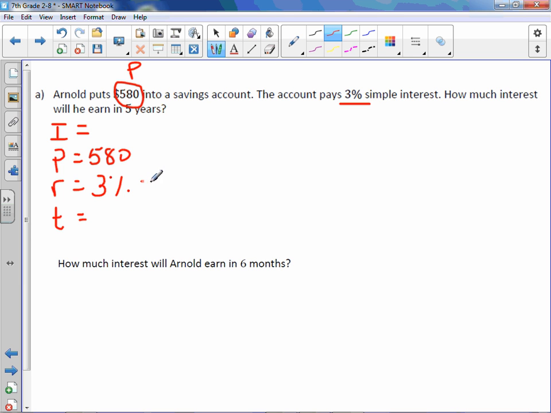Now remember, your rate we must write as a decimal. So take that decimal point, move it 2 digits to the left, and we get 0.03. How much interest will he earn in 5 years? Time would be 5 years, and it's already in the years form, so we don't have to change it. Which means I am searching for interest. Okay? So I equals PRT.